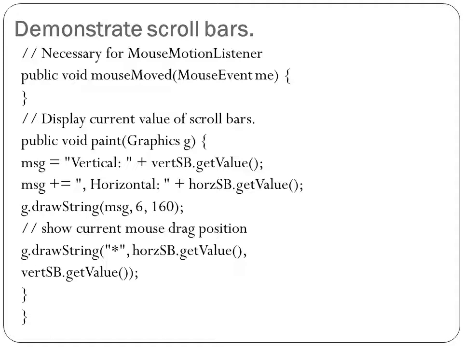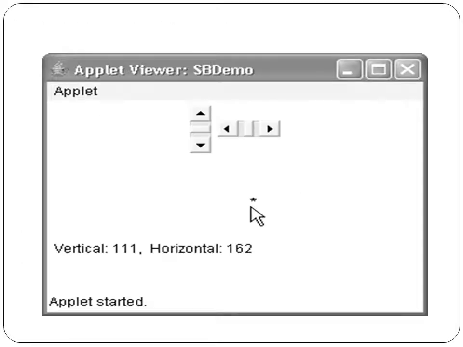And when the event is raised, it in turn calls the paint method. Using the paint method, we are displaying the vertical position and horizontal position of the scroll bars using the vertical scroll bar getValue method and horizontal scroll bar getValue, and both these messages are displayed. So this is the sample output window. When you run this program, you get a window like this. It has two scroll bars, horizontal as well as vertical. When the mouse is dragged, the messages are displayed: vertical position and horizontal position.